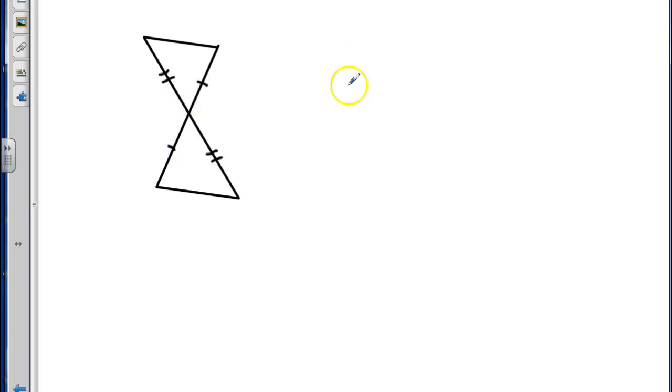All right, so looking at this figure, I've only marked two sides here. So I have two triangles. Do you see the top triangle and the bottom triangle? I've marked that this side is congruent to this side, and this side is congruent to this side. It would appear that we just have side, side. We don't have the other side, so it's not side, side, side.